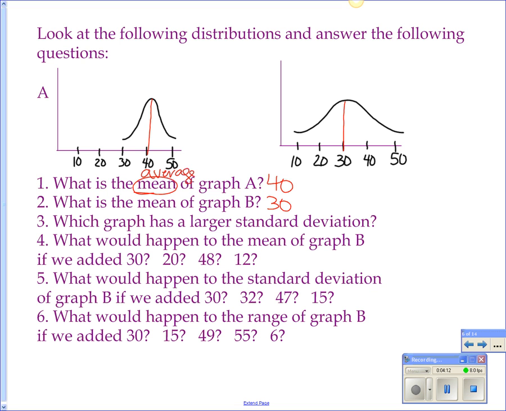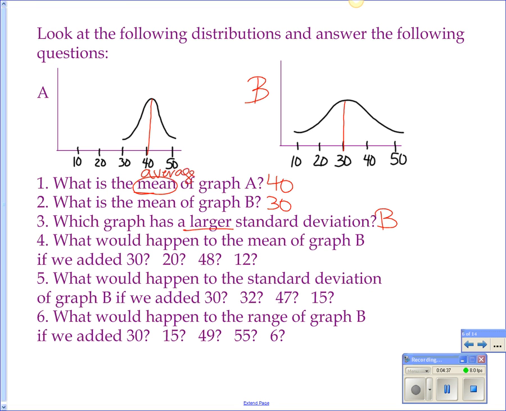Which graph has a larger standard deviation? Standard deviation tells you the spread. So they both start with an S. Standard deviation is the spread. Which one is more spread out? A or B? B, sorry, and this one should have a B right there. So B has the larger standard deviation. It's more spread out. Okay.